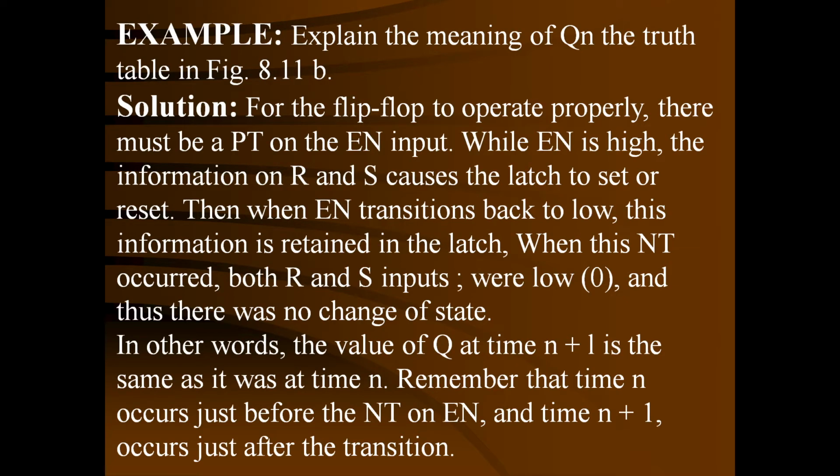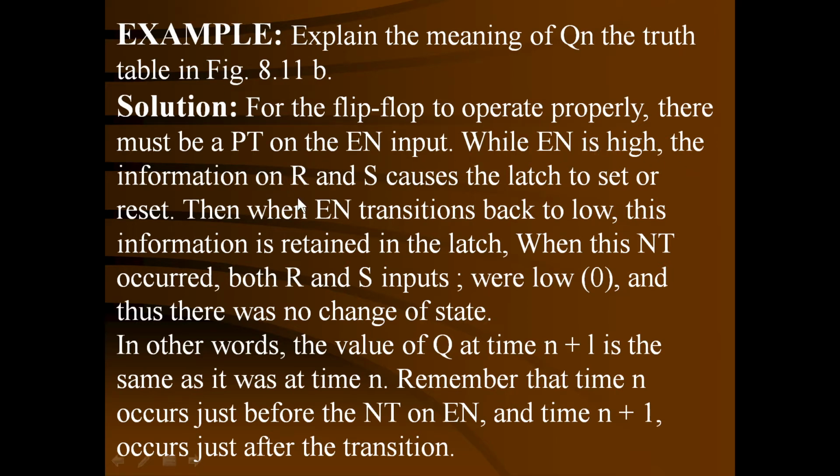Now we will take one example that is related with this one, that is nothing but the explanation of Qn and Qn plus 1. Explain the meaning of Qn in the truth table, figure 8.11b. Solution: for the flip-flop to operate properly, there must be a positive transition on an EN input. That means the AND gate EN input must go high, and only then the sample data from S and R will be taken out of the AND gate. The gate is going to be open for a moment, and whatever input data was present at S and R will be directly passed through, and it is available to the basic RS flip-flop.